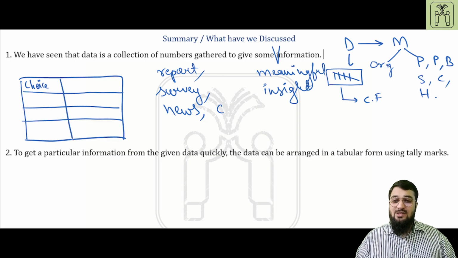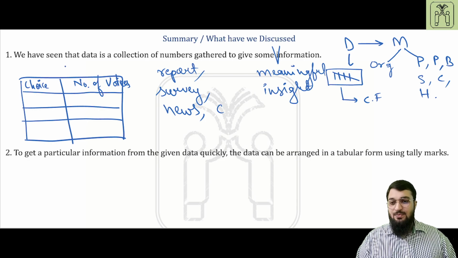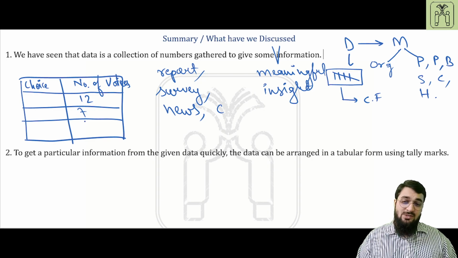Then you will have the second column, which will represent the number of votes, meaning the number of people who have voted for that choice. So number of votes in short can be mentioned. So if someone mentioned, I like guava, and 12 people mentioned it, we will write 12. If 7 people said mango, we will write 7.